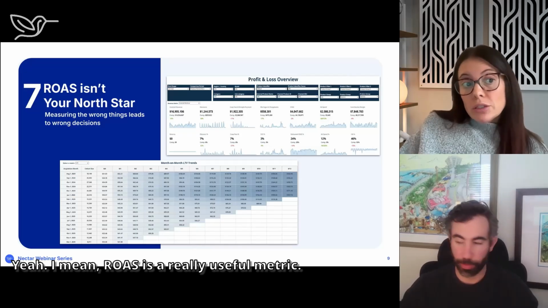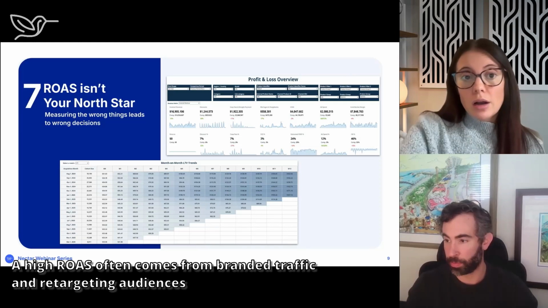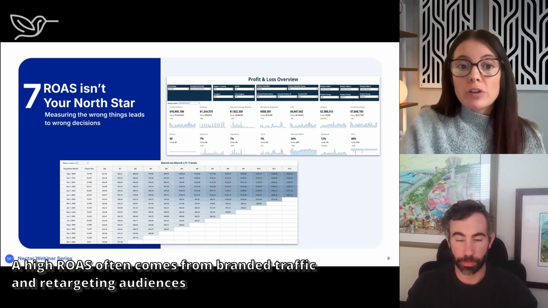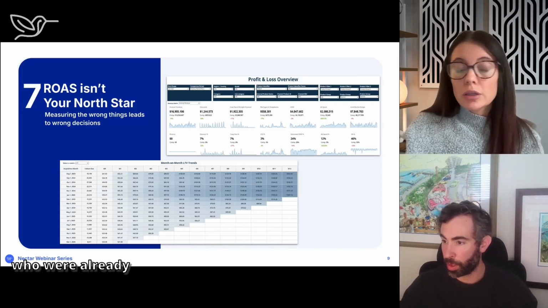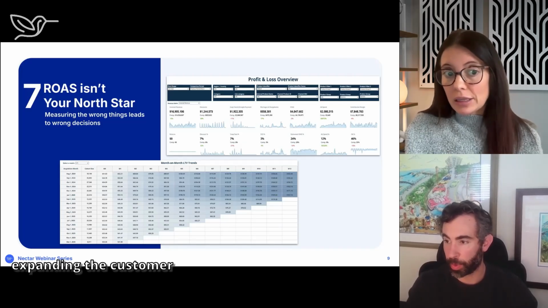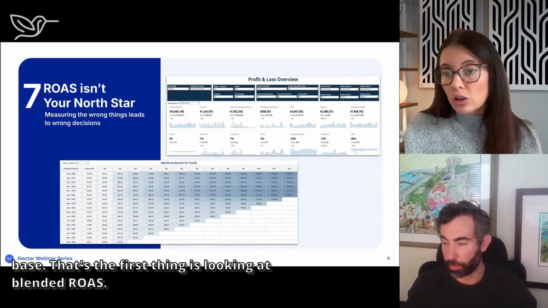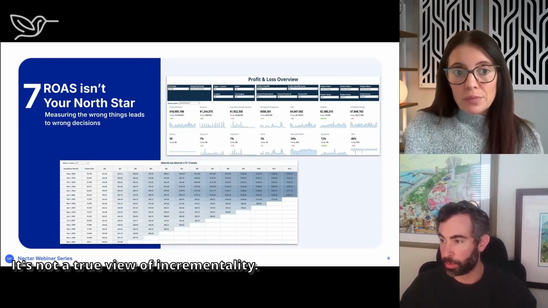Yeah, I mean, ROAS is a really useful metric, but it just doesn't tell us the full story. A high ROAS often comes from branded traffic and retargeting audiences who were already familiar with the brand. That can create the illusion of strong performance without necessarily expanding the customer base. That's the first thing, is looking at blended ROAS. It's not a true view of incrementality.